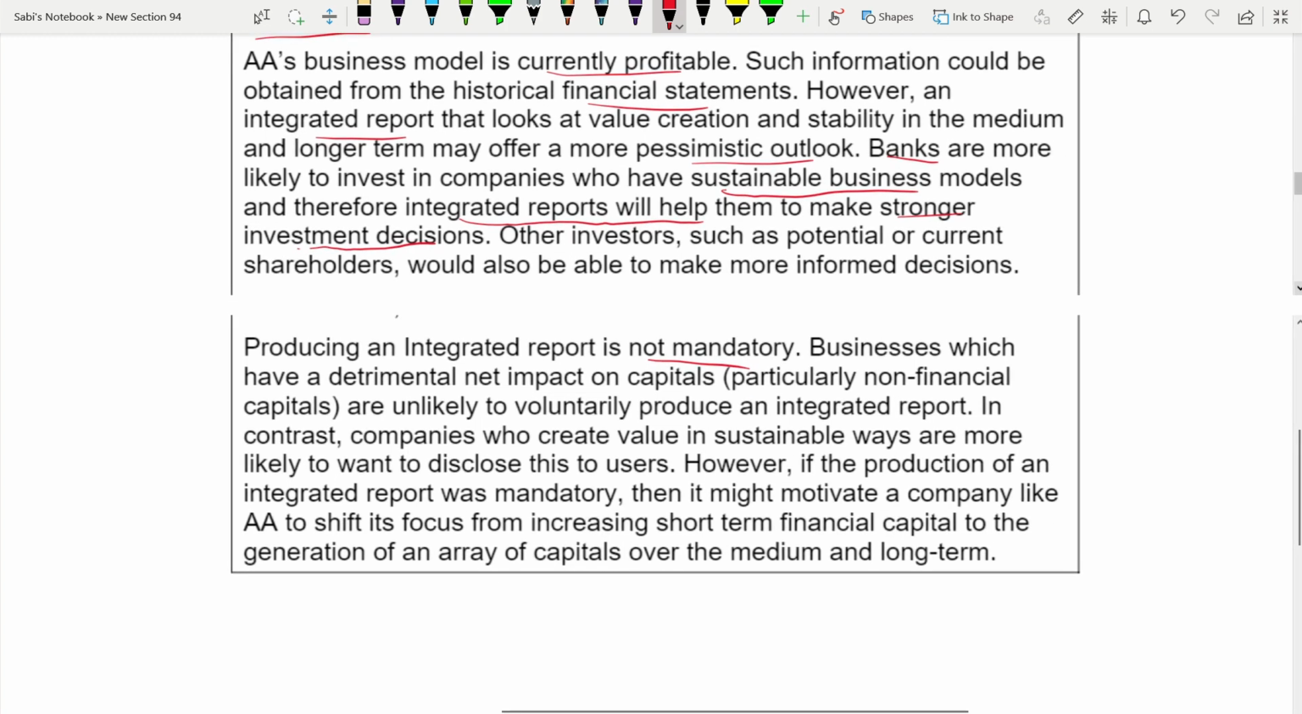But if it was mandatory, what happens? Imagine if integrated reporting was mandatory. Obviously, this part you might not have thought about. You didn't even write about it. It's fine. If you write till this much, you'll get the marks. But let me explain, since it's given to you, I will explain the point. If it was mandatory, it would motivate a company to shift its focus from short-term financial capital to increasing value in the other capitals, like investing in human capital, investing in your social capital, like that.